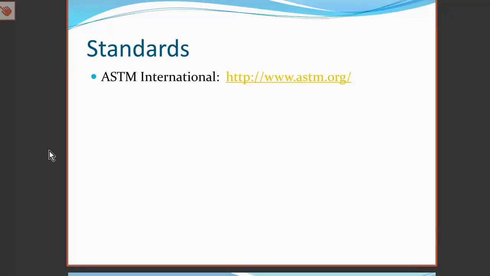The properties are measured using precisely defined standards, and in the USA, the ASTM International standards are widely used. You're encouraged to look at their website and join their membership. Membership for students is free.